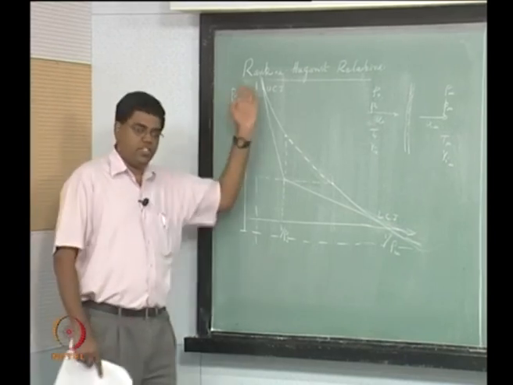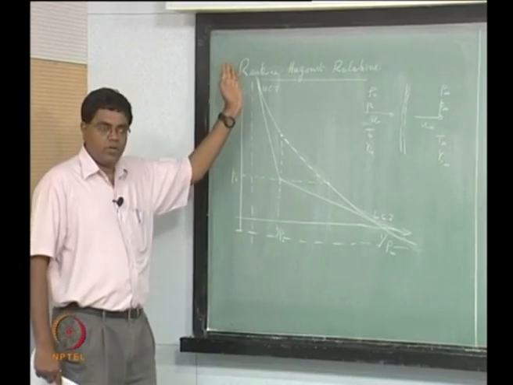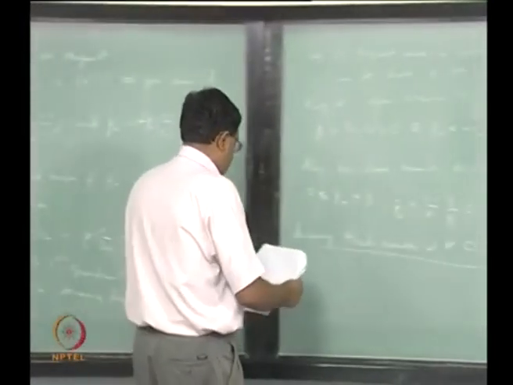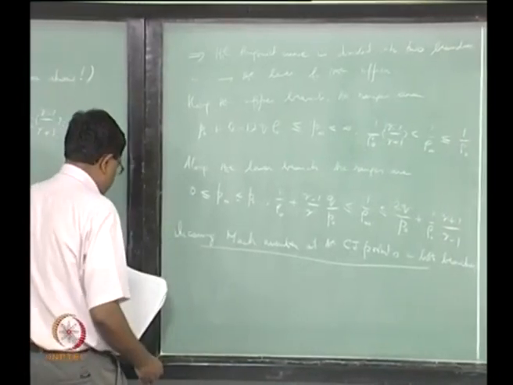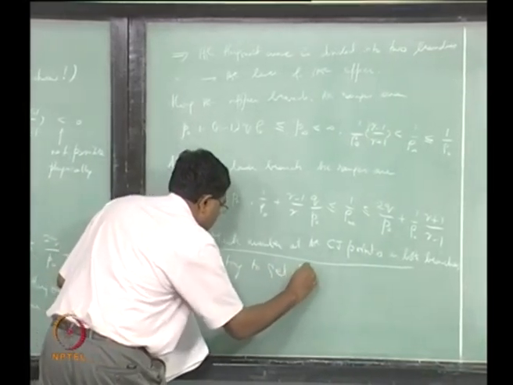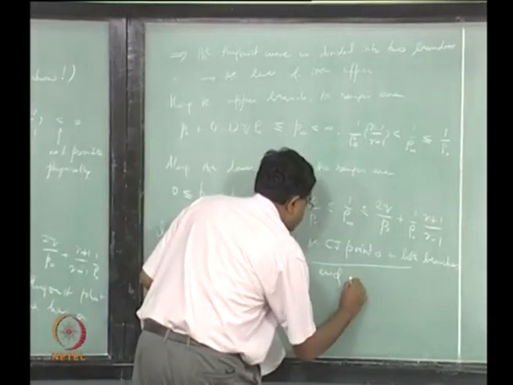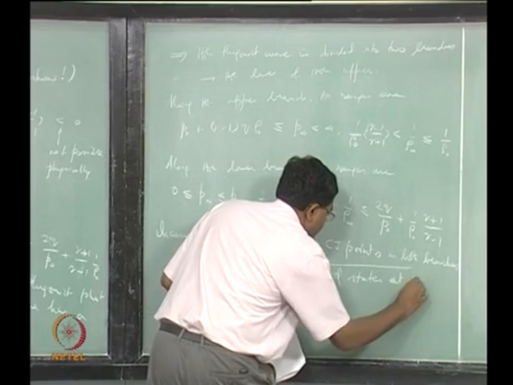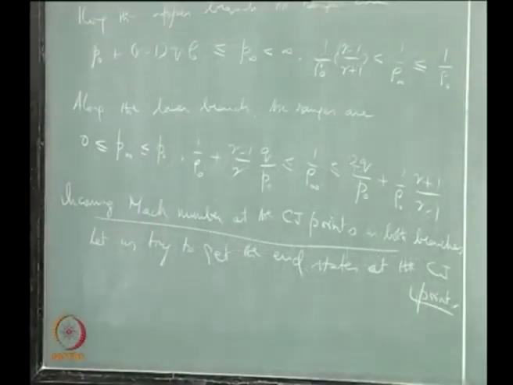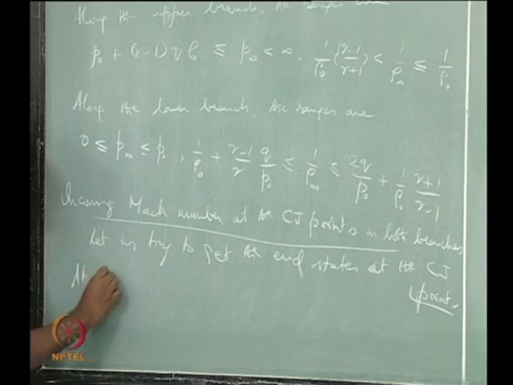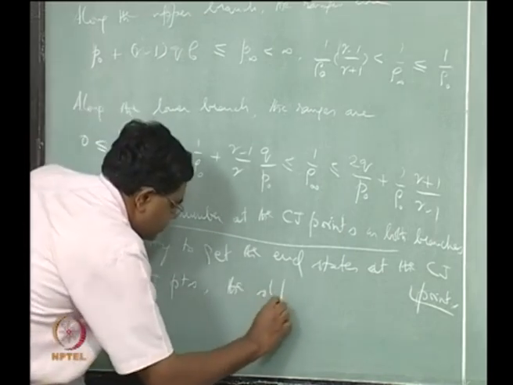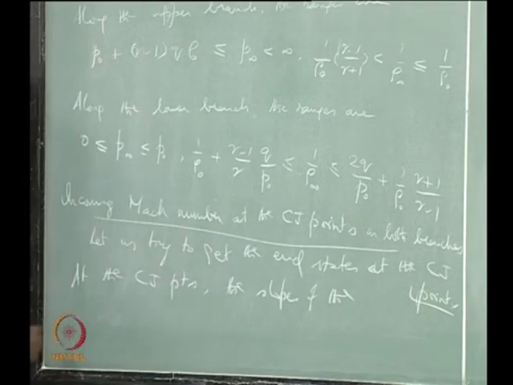But in addition to that, at the CJ points we also have to match the slopes, because the Rayleigh line is tangential to the Hugoniot curve, right. So let us first try to get the end states at the CJ points. End states as in the infinity conditions. Right. So at the CJ points, the slopes of the Rayleigh line and the Hugoniot curve match.